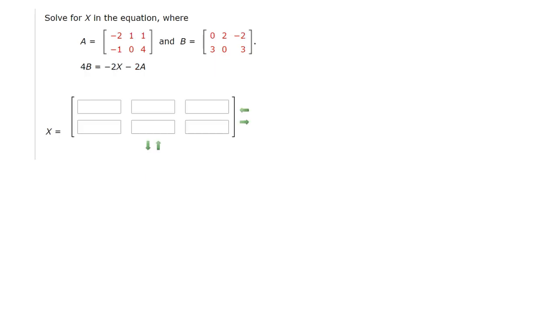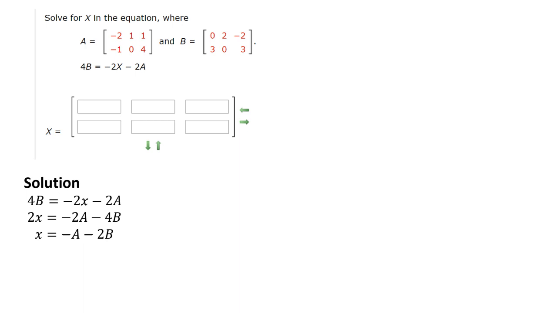So again, we have another example. This one's a little bit more complicated because now they also have a multiple to the matrix B that we're trying to solve, but it's still the same process, right? So let's set it up as an equation. Okay, the equation here is 4b is equal to minus 2x minus 2a. Let's go ahead and solve for x just the same way. Let's set it up to have it identical to what we had just done on the previous example.